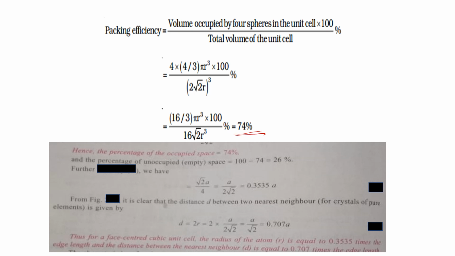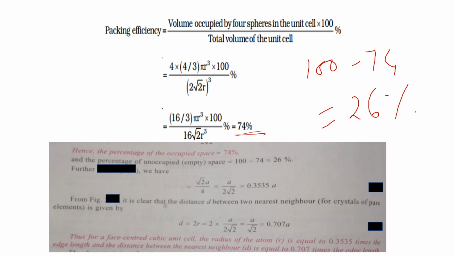Please children, calculate it at home. Now the void, or the empty space, will be 100 minus 74. So it is coming to 26%.